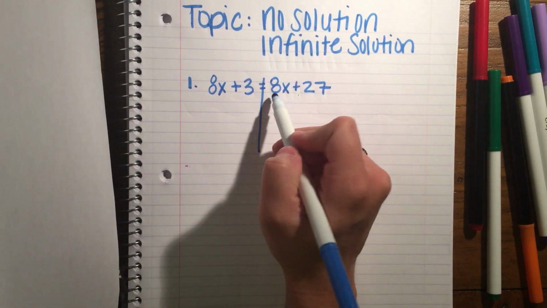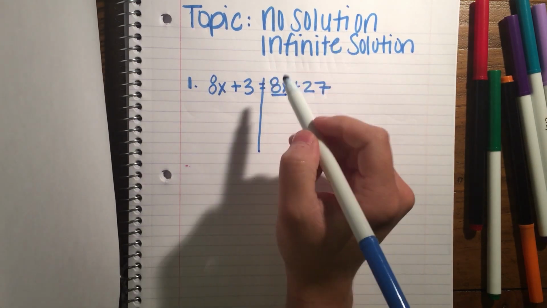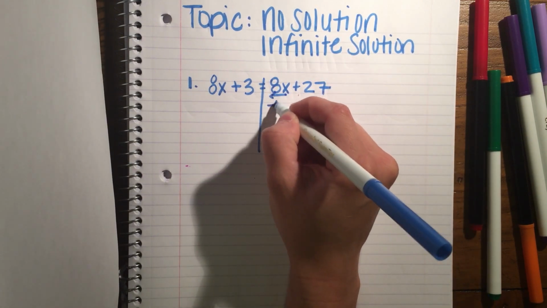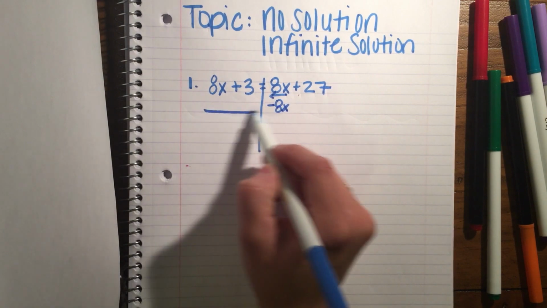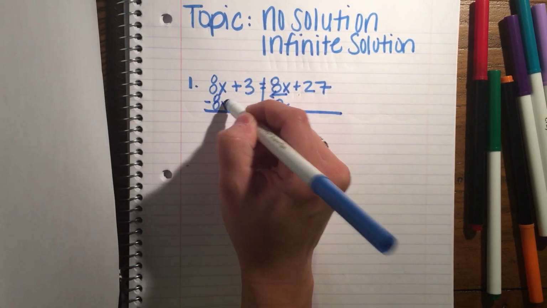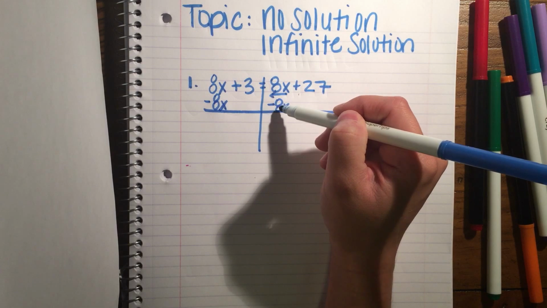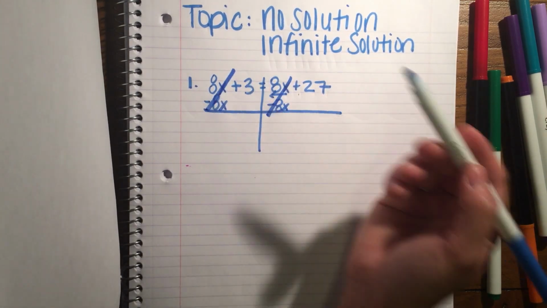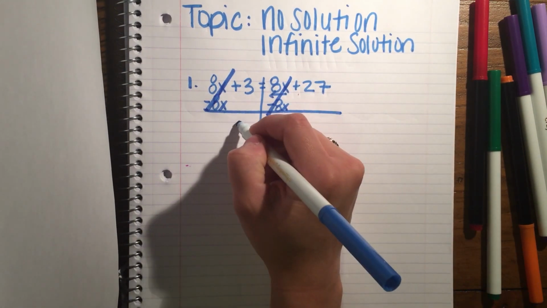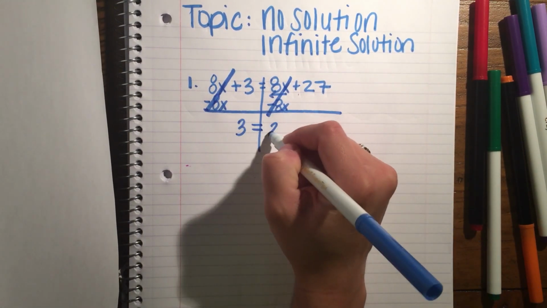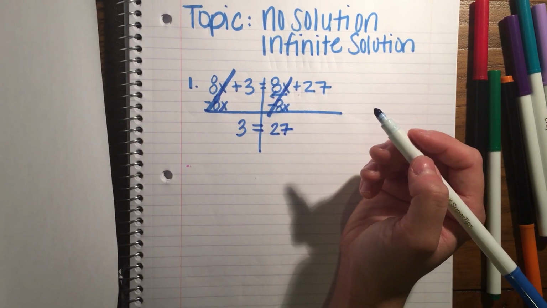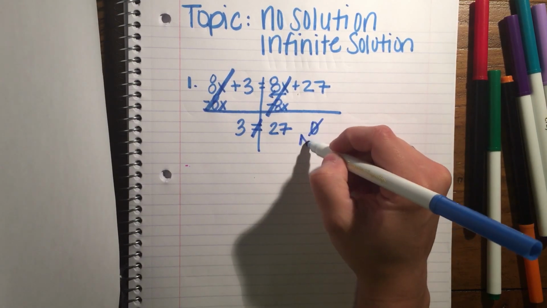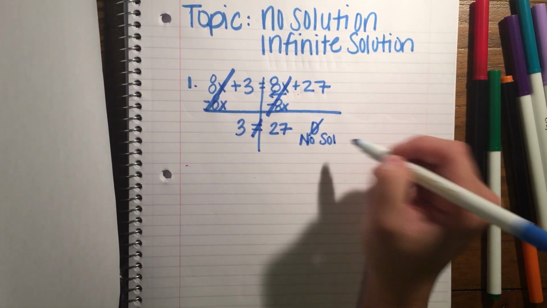That would be moving our variable terms. Well, this is our variable term, and we always want to move those to the left. So if this is a positive 8x, I have to subtract 8x on one side. What I do to one side, I have to do to the other. So I have 8x minus 8x, that cancels out. I have 8x minus 8x, and that cancels out. At this point, we can rewrite it saying 3 equals 27. Well, we know that 3 will never equal 27, so it is no solution, which you can write either way.